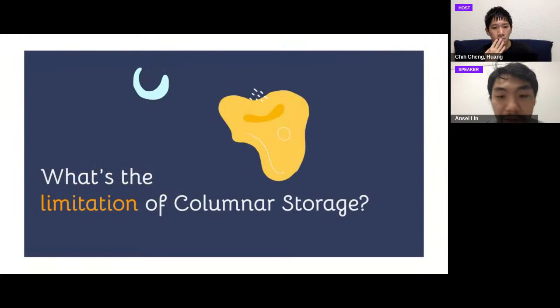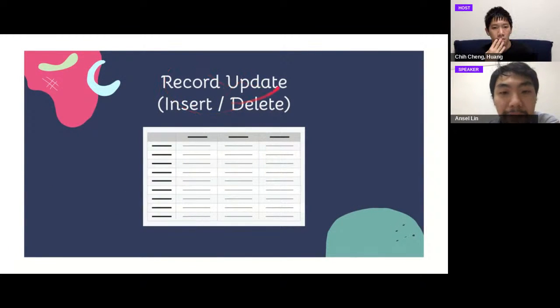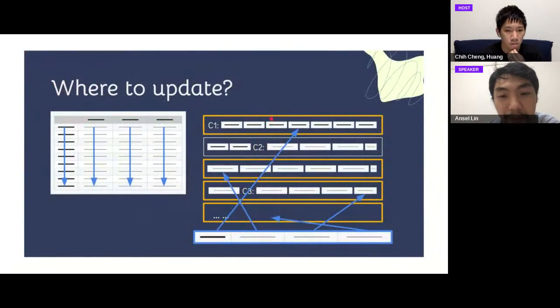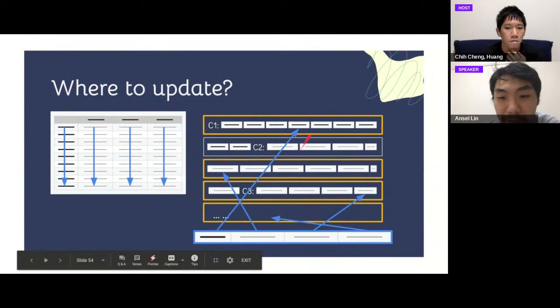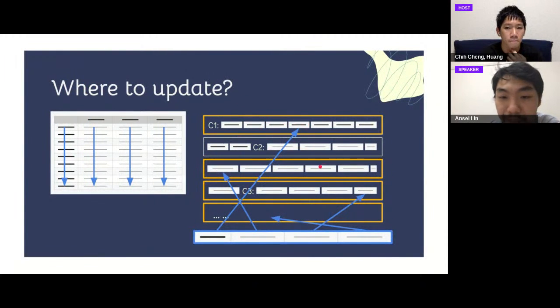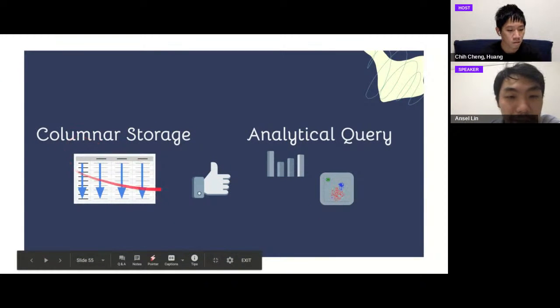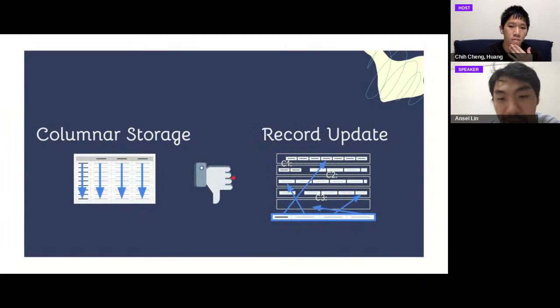But what's a limitation of the columnar storage? One of the most important limitations is the record update, including insertion or deletion. Imagine now we are going to update a record in the columnar storage. Where should we go to update? Again, we have to jump into every column and update many storage blocks, and it's very expensive. So now we understand the columnar storage is efficient for analytical query, but we have to pay a very high cost for the record update.